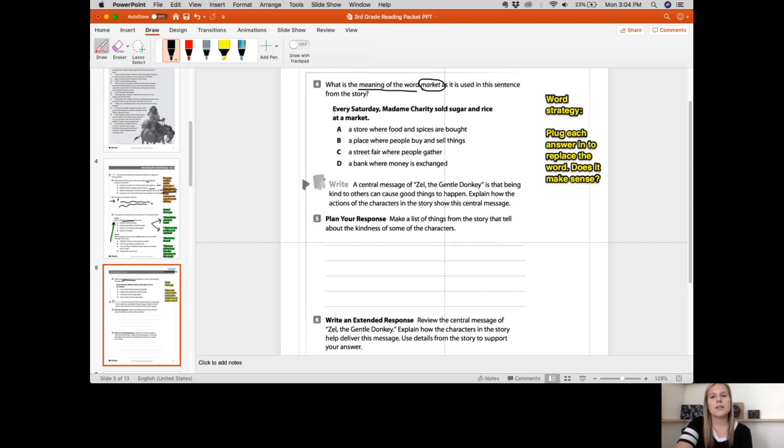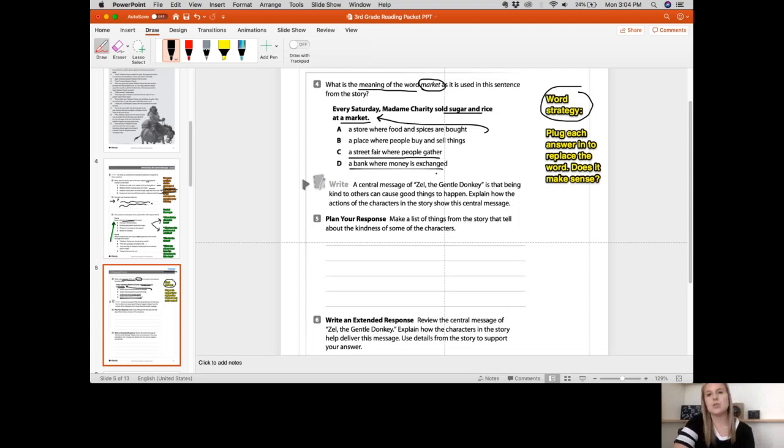The meaning of the word market. Don't forget our word strategy. I want you to plug each answer choice in to the word in the sentence. So, if I was looking at number C, a street fair where people gather, I'm going to plug it into the sentence. Every Saturday, Madame Charity sold sugar and rice at a street fair where people gather. I don't know if sugar and rice would be at a street fair. So that's what I do for each one of these. She sold it at a bank where money is exchanged.